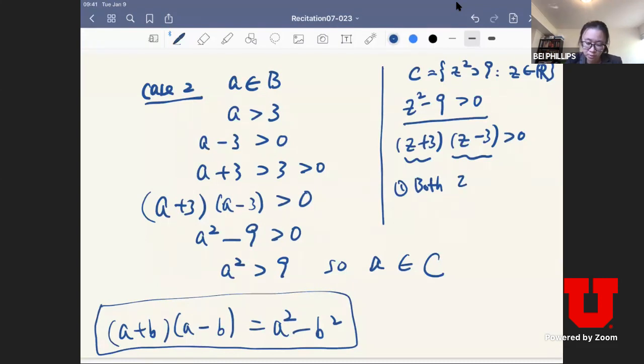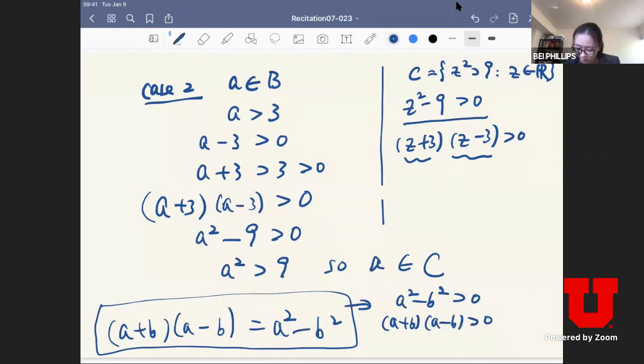So actually, let me not use this one, but let's just use this as a thing. If a squared minus b squared is bigger than 0, that means a plus b times a minus b is bigger than 0. There's two cases. Case number 1 is both a plus b and a minus b are bigger than 0. Case 2 is both of them are smaller than 0. If only one of them is bigger than 0 and the other one is smaller than 0, you know their multiplication is less than 0. Okay, so that's what you rely on.